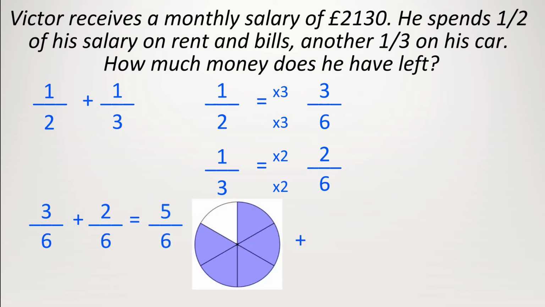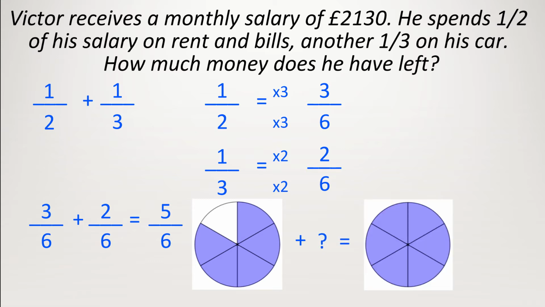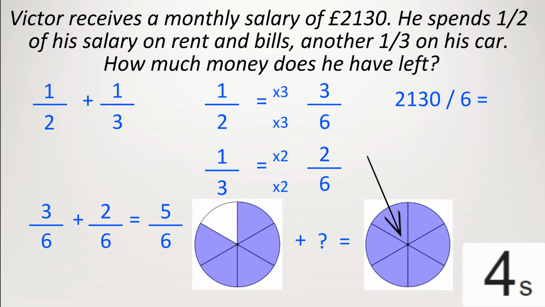But how much is left as a fraction? 5 over 6 plus what will be 1 whole? This will be 1 over 6. Because 1 minus 5 over 6 is 1 over 6. So this is the amount as a fraction that he has left. So let's work it out. 1 over 6 of 2130 is what? I'll give you 5 seconds. Just do short division. The answer equals £355. So that's how much Victor has left over each month.